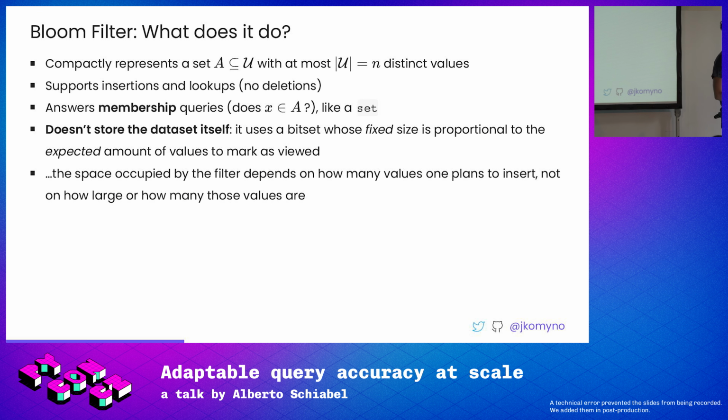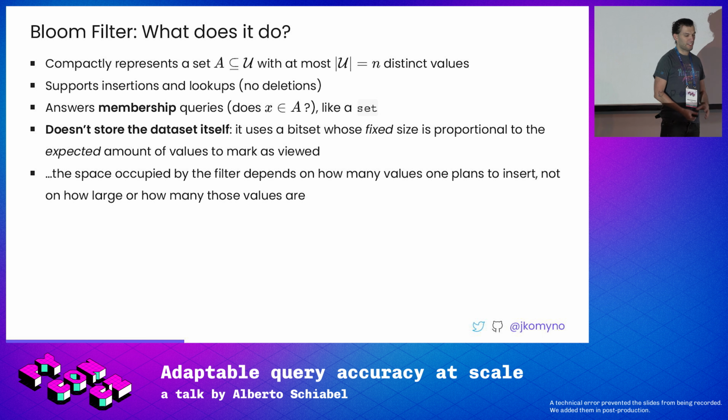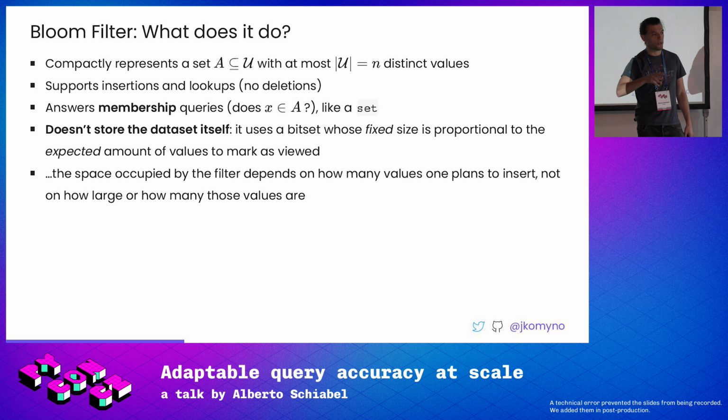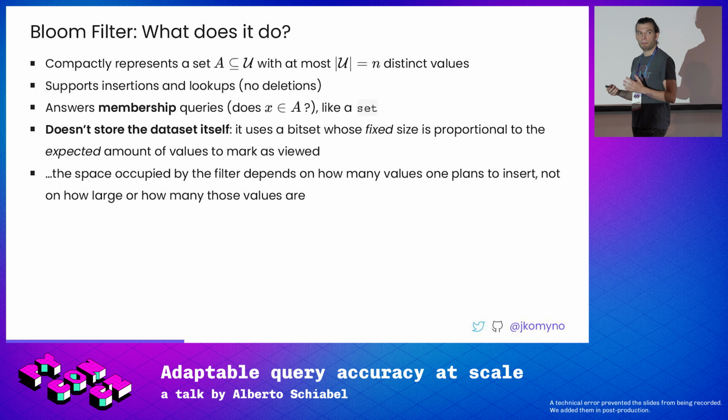The simplest probabilistic data structure we'll see is Bloom filters. They don't have anything to do with flowers. It's just the name of the author that created them in the 70s. You can think of them as a compact representation of a set with n distinct values. What's important is that you have to think a priori how many values that set is going to contain, so you need some sort of estimate of how many elements you're going to witness. They support insertions and lookups, but they don't support deletions by default. And the type of queries they answer are membership queries.